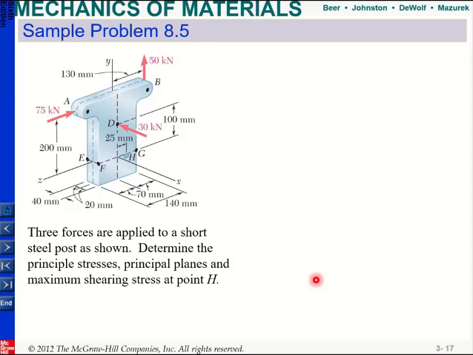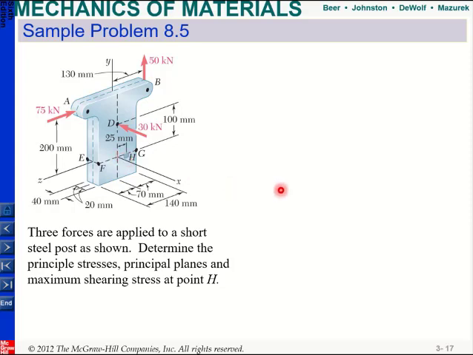What we have is three forces applied at point A, point B, and point D. All the dimensions are given. And we want to determine the principal stresses, principal planes, and the maximum shearing stress at point H. So H is there, the location is given, and I need to find basically what my maximum stresses are at point H.